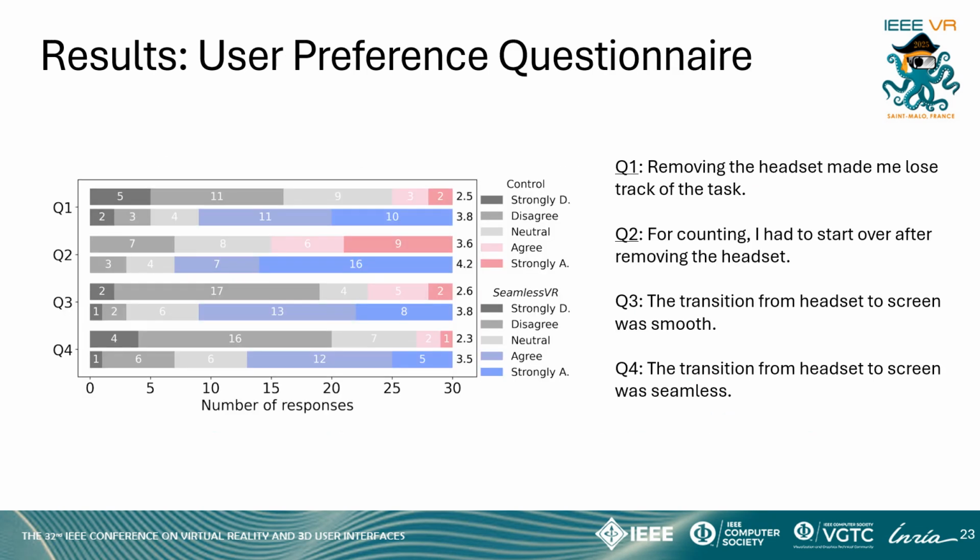Participants completed a custom questionnaire. Here are 4 of the questions. Q1 and Q2 are negative questions with their answers flipped in the graph for more to always mean better. SeamlessVR had a significant advantage over control for each of the 4 questions.